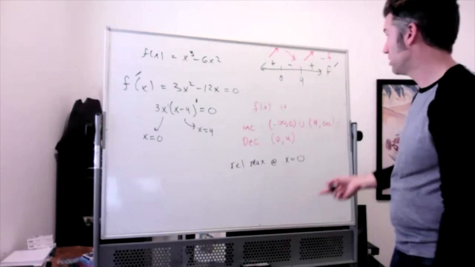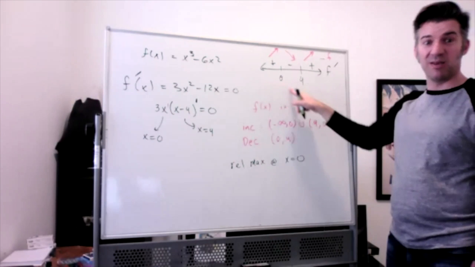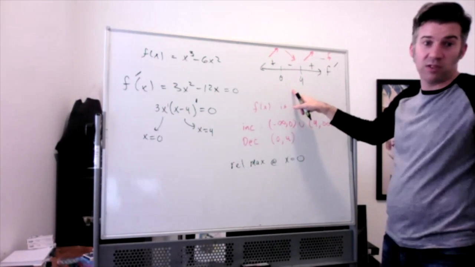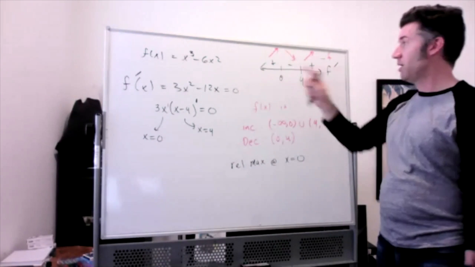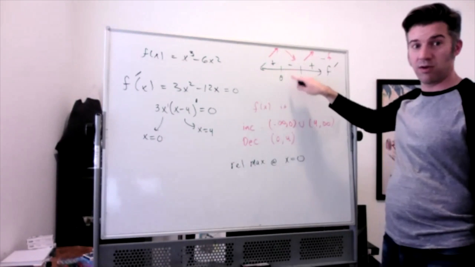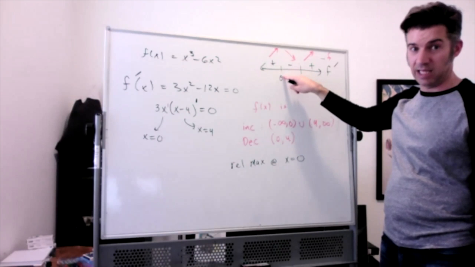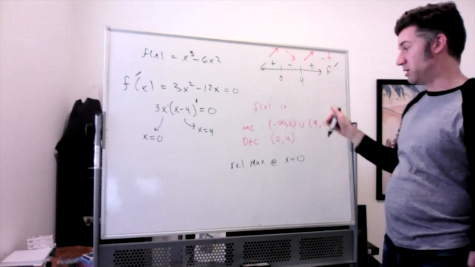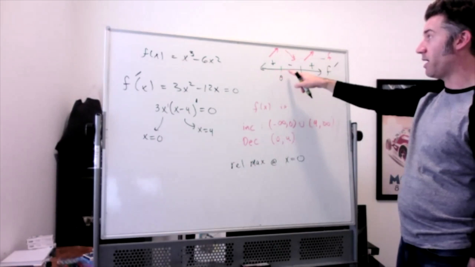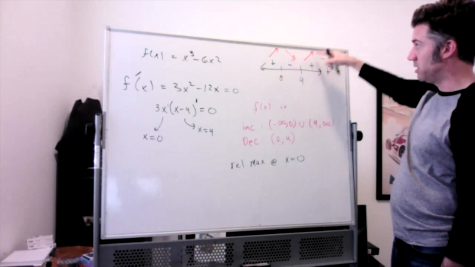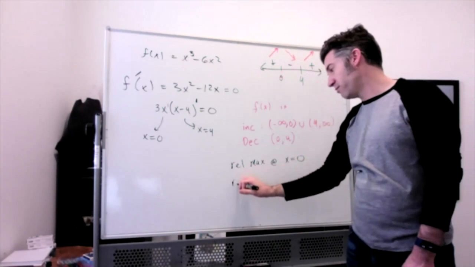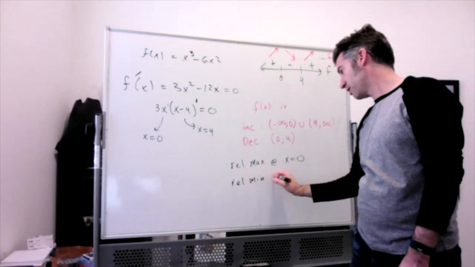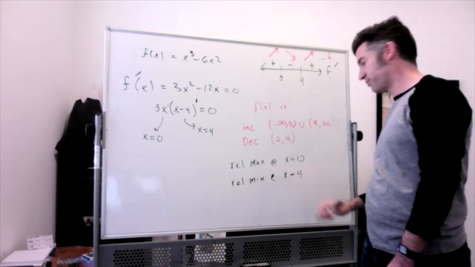because it was increasing and then it was decreasing. That's what the first derivative test says. If you go from left to right, it has to be from left to right, and you go from increasing to decreasing through a critical point, then it had to be a relative maximum. In a similar way, go from left to right, if you go from decreasing to increasing, you have to have a relative minimum. So we have a relative minimum at x equal to 4.